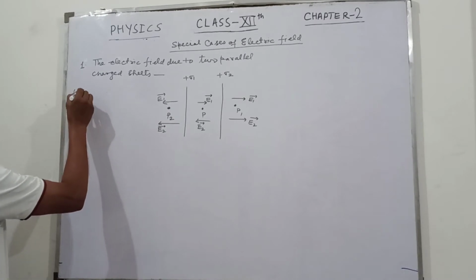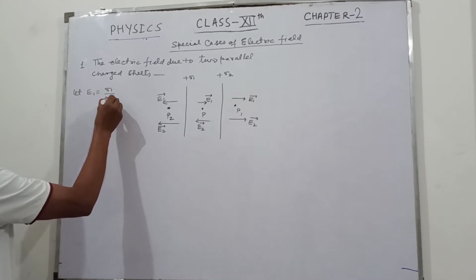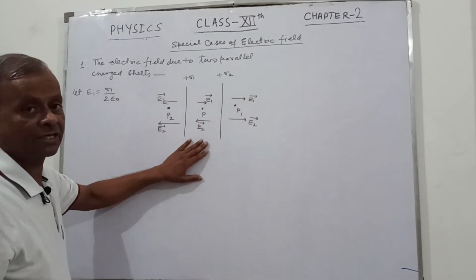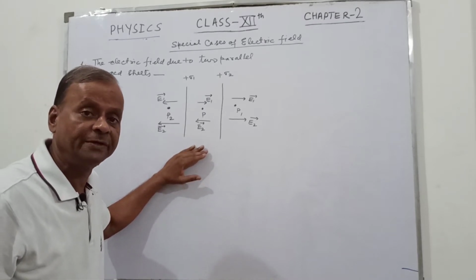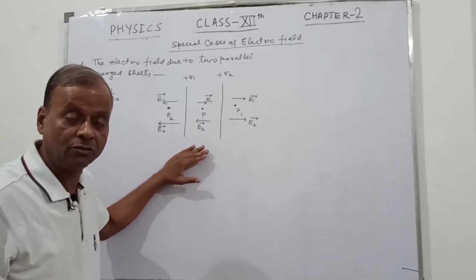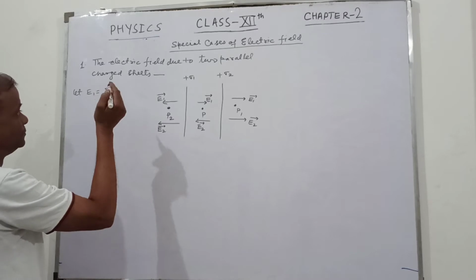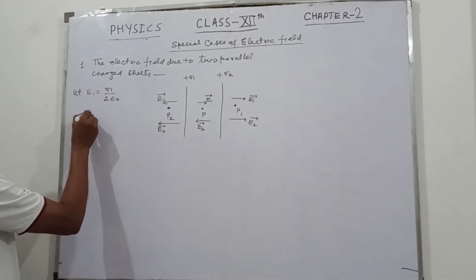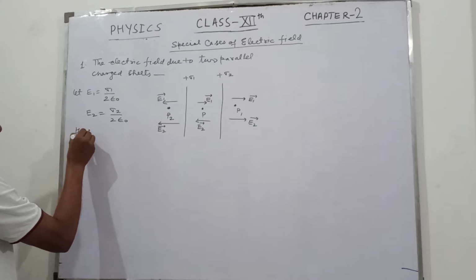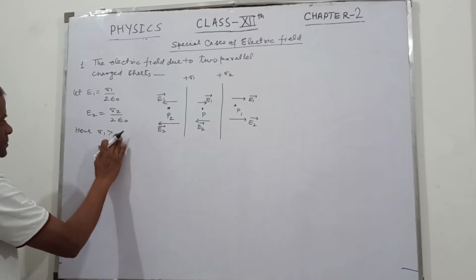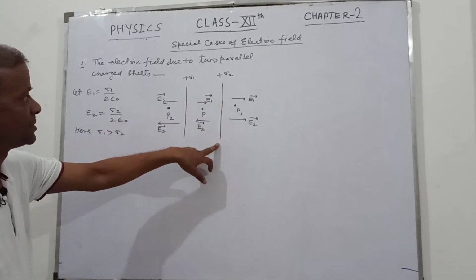Let E1 equal to sigma 1 upon 2 epsilon naught. Since it is not given whether conducting or non-conducting, we have to take the non-conducting sheet. As I have told you earlier, if the sheet type is not mentioned, then always take it as non-conducting. And here we assume that sigma 1 is greater than sigma 2, and E2 equal to sigma 2 upon 2 epsilon naught. It means that the electric field due to the first sheet is more than the second one.